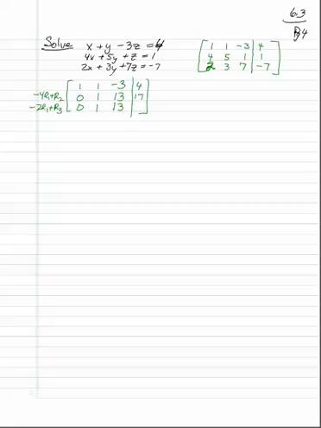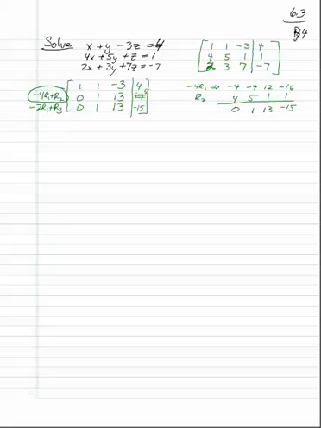Oh, let's do that again. I just noticed a mistake. If I did negative 4 times row 1, that's going to give me negative 4, 12, negative 16, not positive 16. And then row 2 was 4, 5, 1, 1, which is going to give me 0, 1, 13, negative 15. So this should be negative 15.